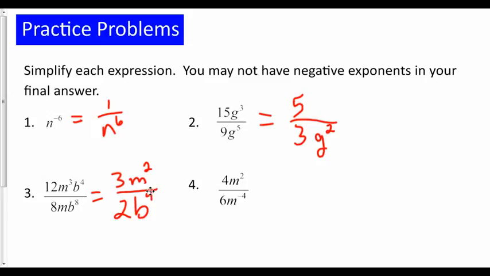And then let's take a look at this last one here. Notice the negative exponent in the denominator. 4 over 6 reduces to 2/3. And then m to the 2nd over m to the negative 4th. Well, what's 2 minus negative 4? It's really 2 plus 4, so it's m to the 6th. And that's how we work with exponents and division.